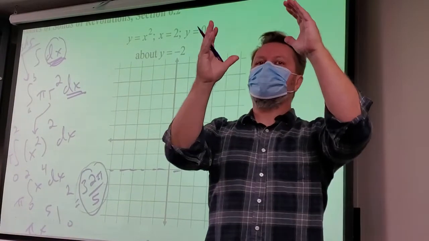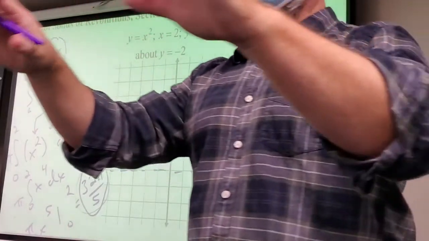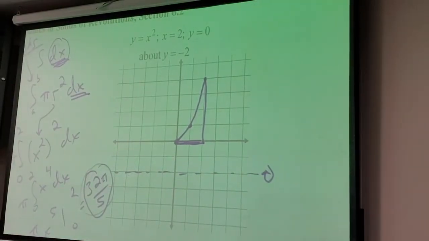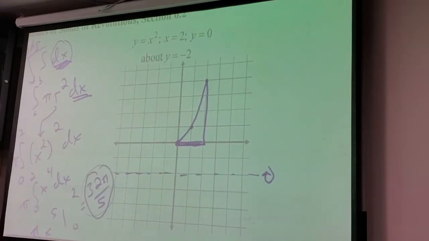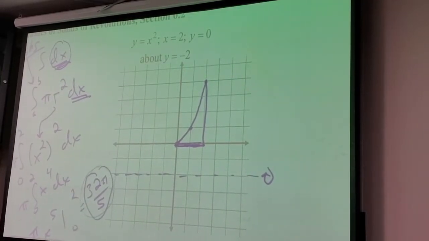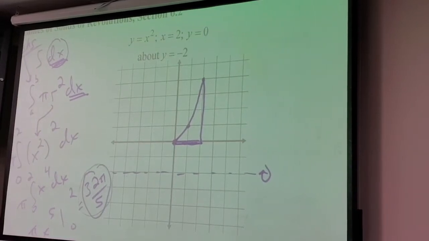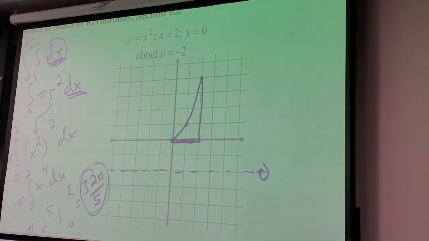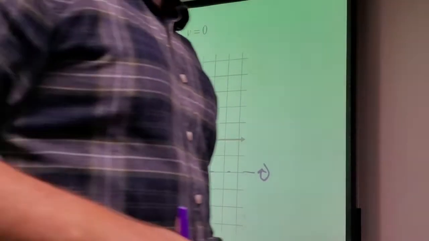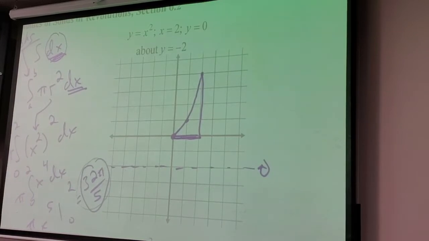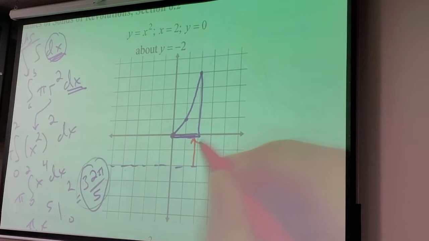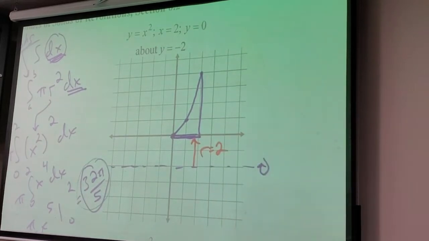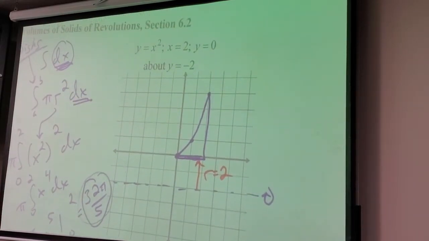Anytime your function does not hug the axis of rotation, there's going to be an inner and an outer radius. There's going to be some gap, some hollow piece. You're going to have an inner part and an outer part, right? Okay. Inner radius, can you guys see that? What's the inner radius? Is that cool too? Yes? Because it's 2 away.